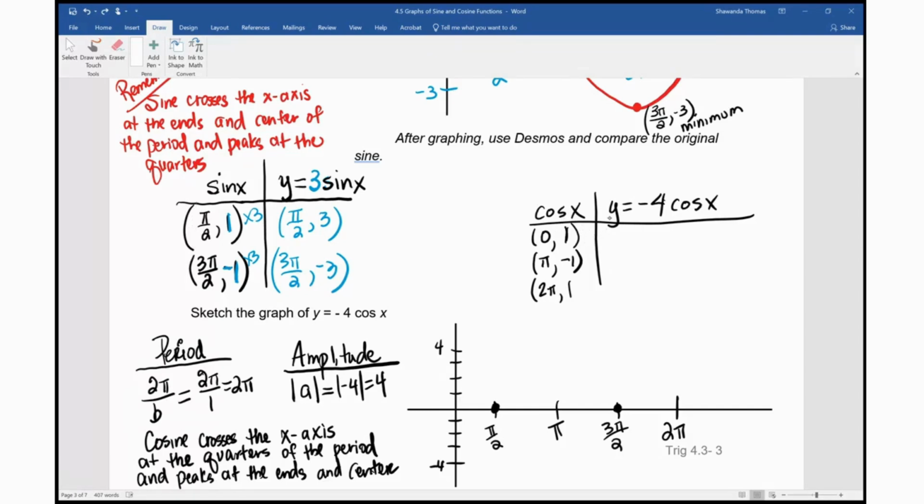All right, so instead of a 0, 1, what will we get? 0, what? -4. Instead of pi, -1, we will get 4. And for 2 pi, 1, instead of that, we will get 2 pi, -4.